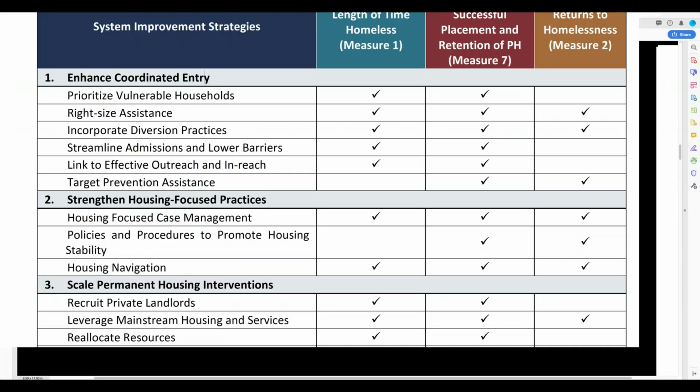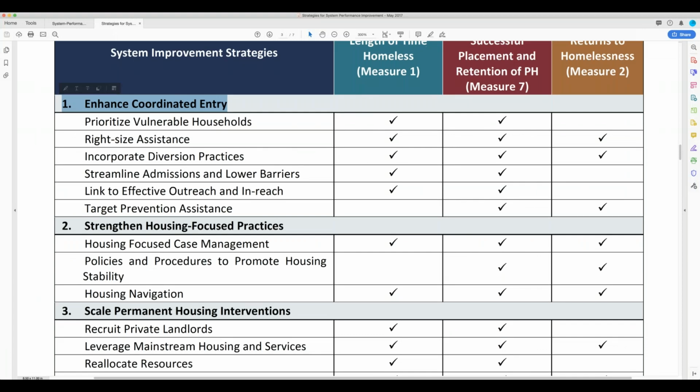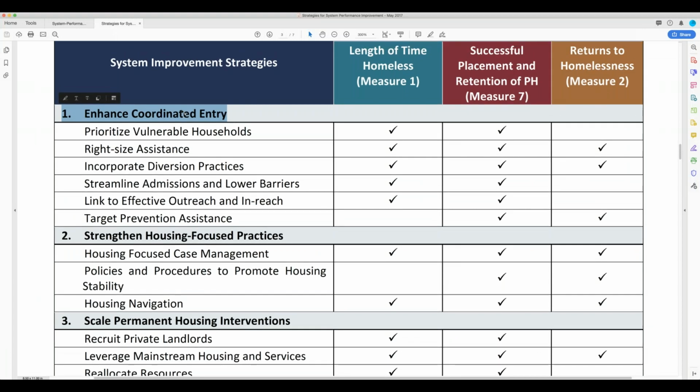Okay, so number 1, from the perspective of this CoC funder, which would be HUD: enhance coordinated entry. So what does that mean? We've got to make sure that we have the information necessary to prioritize, right-size, and incorporate diversion. So how do we prevent returns to homelessness? Maybe some people don't actually have to come into shelter. Streamline admissions and lower barriers so that time spent isn't wasted in shelter on eligibility documentation and so forth, and try to streamline things.